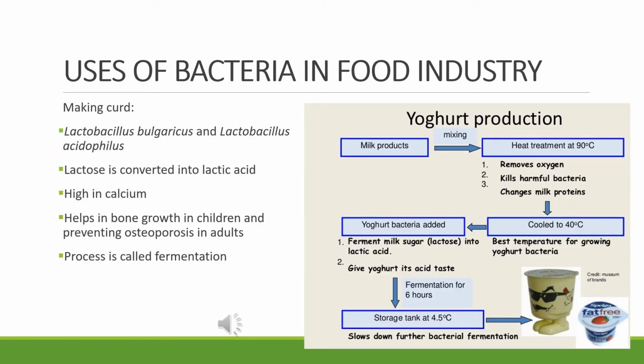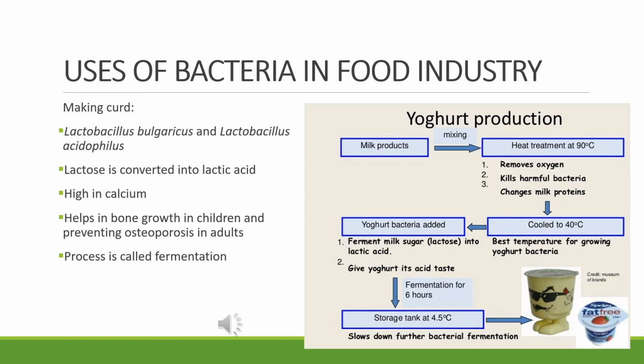The first use of bacteria is in yogurt production or curd production. The two main types of bacteria used in yogurt production on an industrial scale are Lactobacillus bulgaricus and Lactobacillus acidophilus. Now let us look into the process of yogurt production.